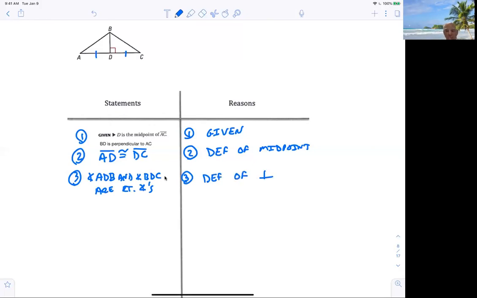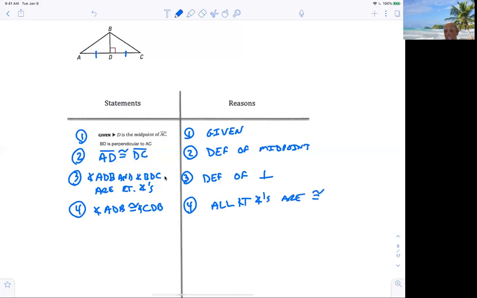And now, Morty, you can say what? All right angles are congruent. All right, I'm happy with that.